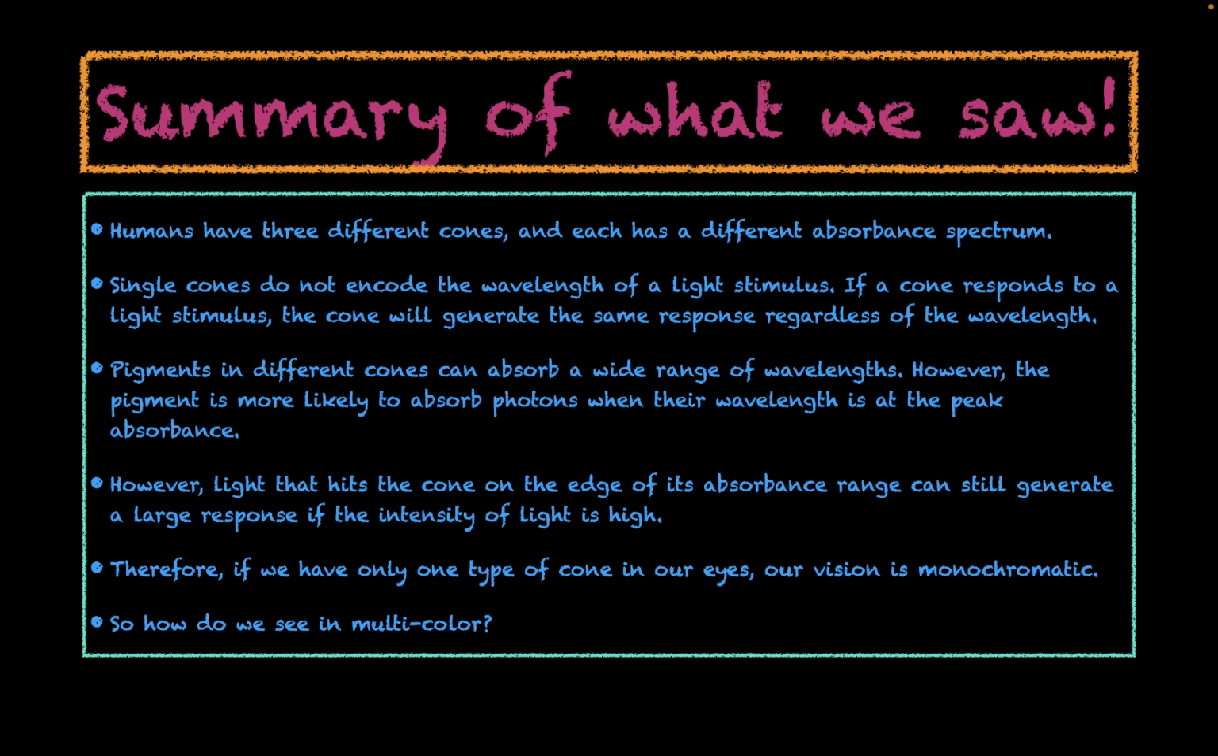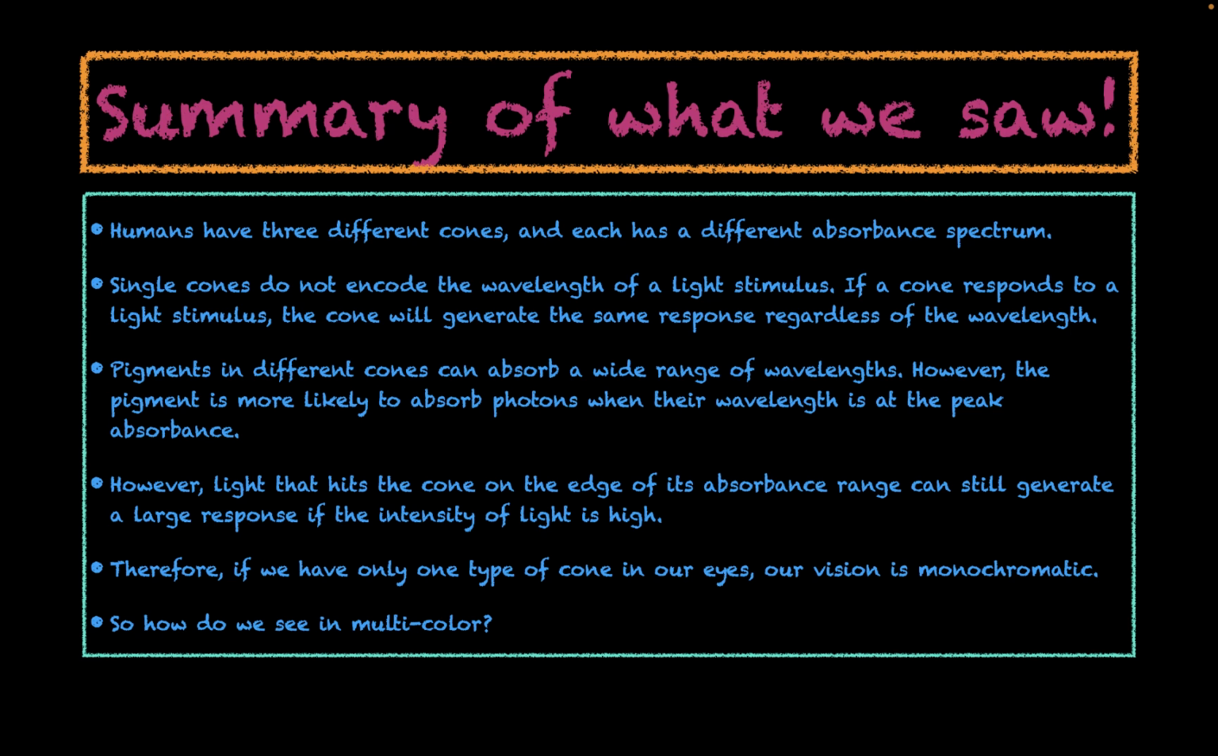And the reason why is because the pigments in each of our cone cells can respond to or absorb light from a wide range of wavelengths, as we saw. However, the pigment is going to be most likely to absorb the photons when their wavelength is at the peak absorbance. So remember that our graphs for each of our individual cone cells overlap across a wide range of wavelengths.